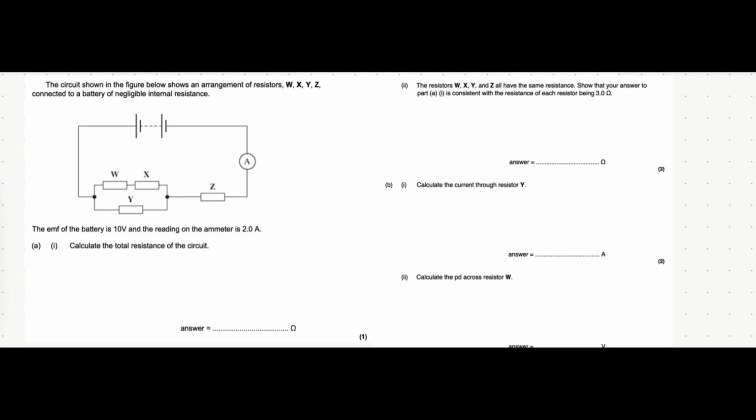In this video, we're going to look at using electric circuit calculations and also what we know about current and voltage in series and parallel. So yeah, let's get started. In the first question, it tells you to find the total resistance of the circuit.